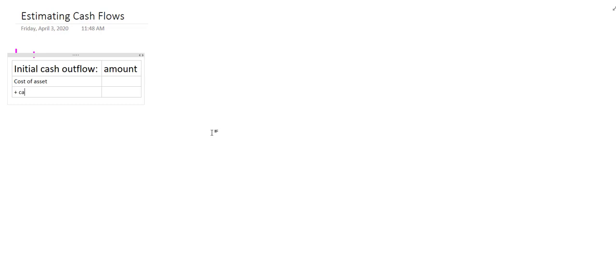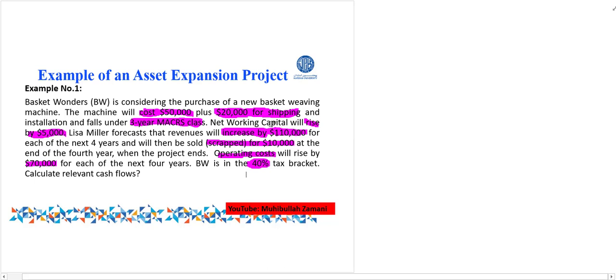Capital expenditure. How much was the capital expenditure? We'll find out. After that, we have to find out if there is an increase or decrease in working capital. In our case, check that: is it an increase in working capital or a decrease in working capital?